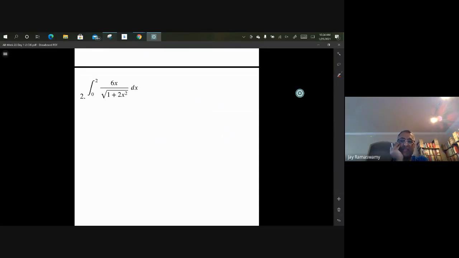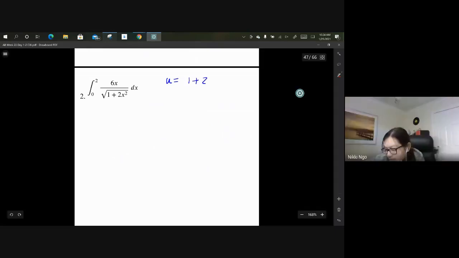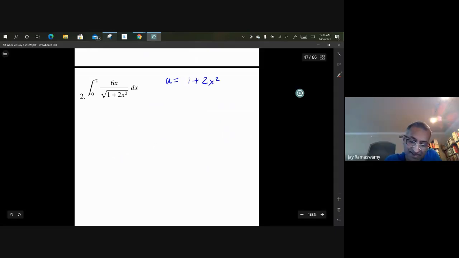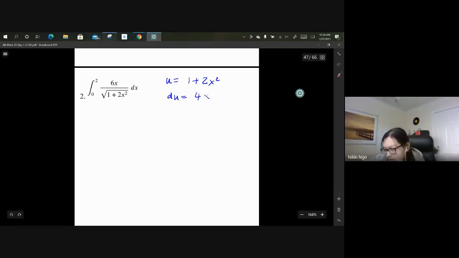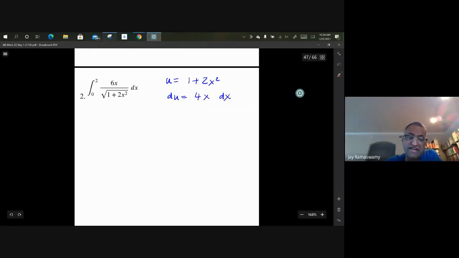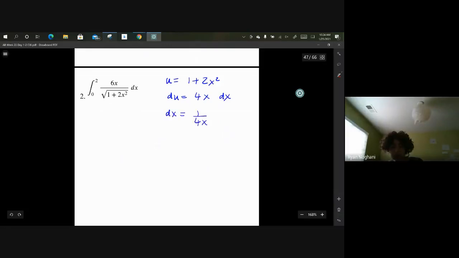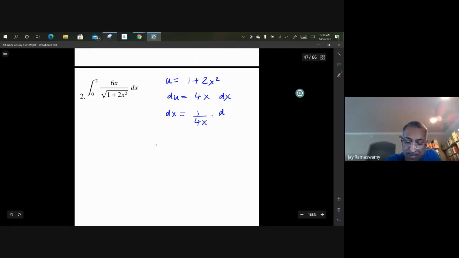Again, this is u-sub with definite integrals. Okay, go. u equals 1 plus 2x squared. du equals 4x times dx. Do not forget, the weaker kids just say 4x. Therefore, dx equals 1 over 4x times du. Again, the weaker kids just say 1 over 4x. This is a du. Okay, smart kids who've got the hang of this.